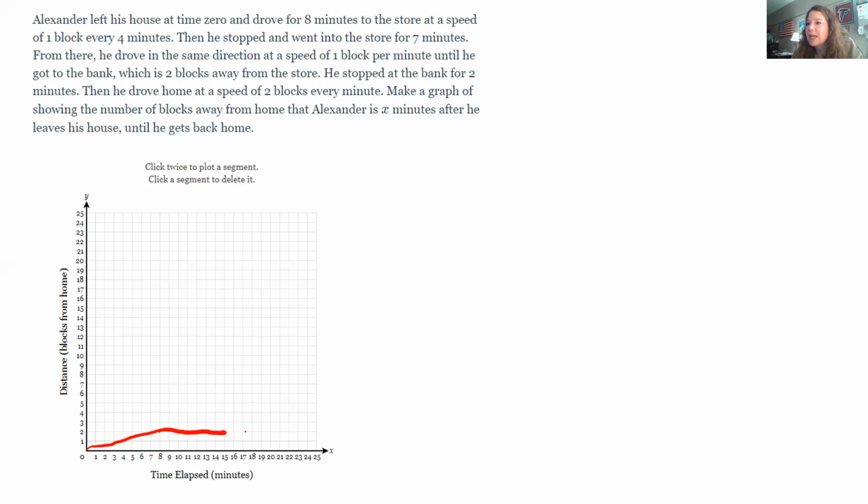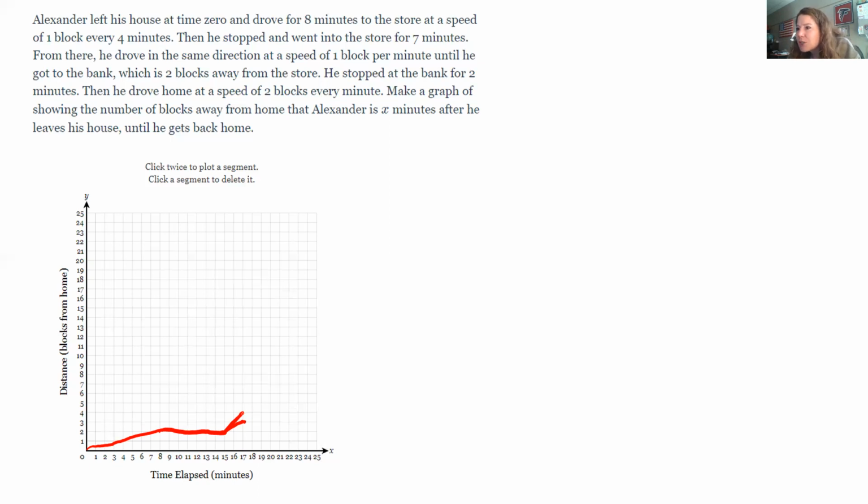Well, if the bank is 2 blocks from the store, that means it takes him 2 minutes to get there. So here is where he would be in 2 minutes, right here. At 17 minutes, he should be 4 blocks from home. I didn't go up high enough. There we go. Some of these you have to read more than one time, right? So at 17 minutes, he is 4 blocks from home.